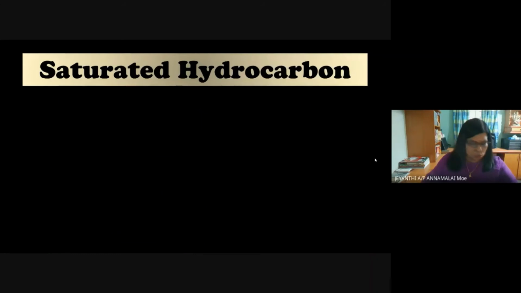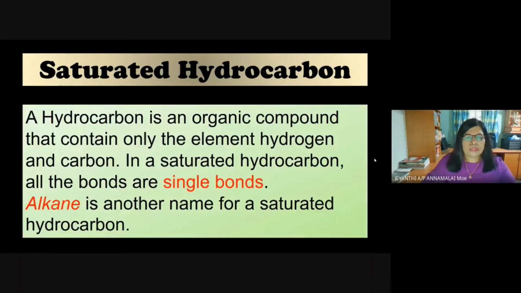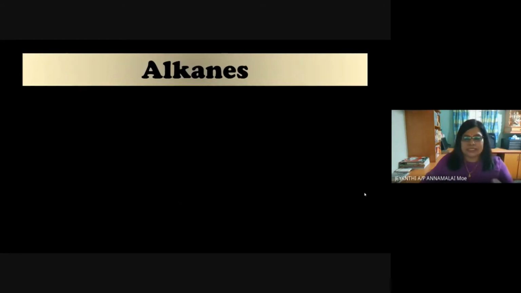Saturated hydrocarbon. A hydrocarbon is an organic compound that contains only the elements hydrogen and carbon. I mentioned these. In a saturated hydrocarbon, all the bonds are single bonds. Alkane is another name for saturated hydrocarbon. So in our textbook, they only talk about alkane only. They don't mention so much the word saturated and all that. But it's okay. Alkane is another name for saturated hydrocarbon.